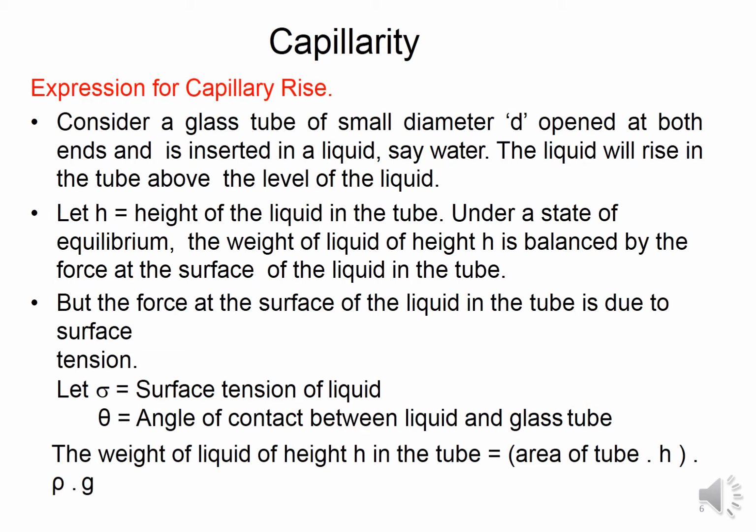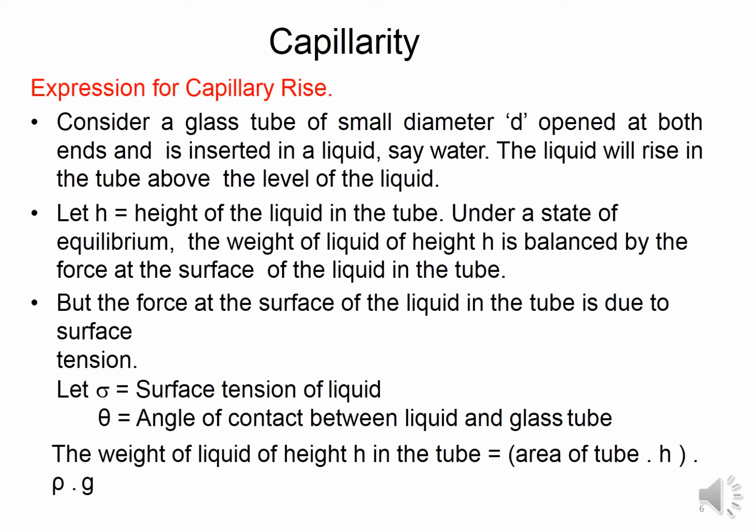So which force is acting there? Surface tension. Let sigma be the surface tension of the liquid, and theta the angle of contact between the liquid and the glass tube, with h the height of the liquid in the tube. How do we calculate the weight? Area of the tube times height gives volume, times density of water and gravity. Area times height is in meter cube, density is kg per meter cube, and g is meter per second square. So meter cube gets cancelled, and kg meter per second square is Newton. So the weight of the liquid is in Newton. Weight is nothing but a force.